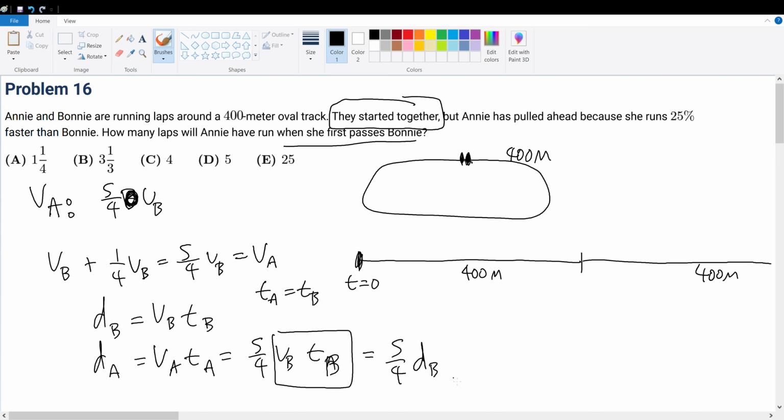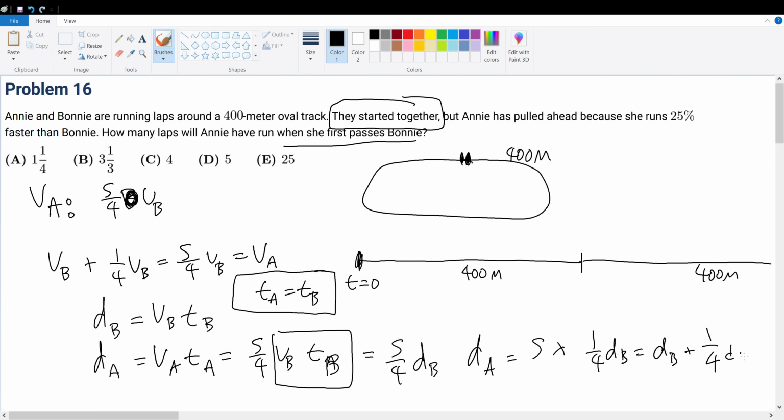So what this means is that at the time that they cross each other, indicated by TA equal to TB, the distance that Annie ran must have been 5 times 1 over 4 DB, or in other words, it's equal to DB plus 1 over 4 DB. So that just basically means that she ran 4 laps, but then she ran 1 extra lap in order to catch up here, which is why I have 5 over 4 times the distance that she ran, which is why your final answer would be choice D.